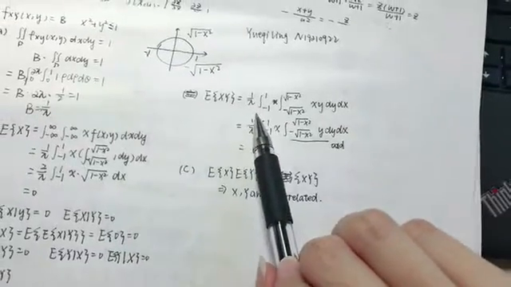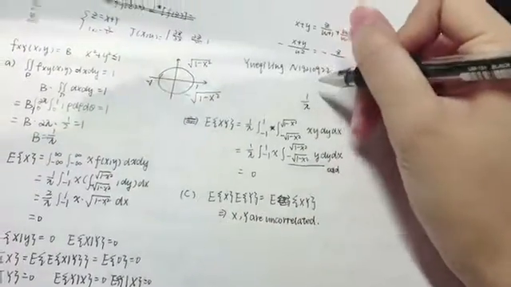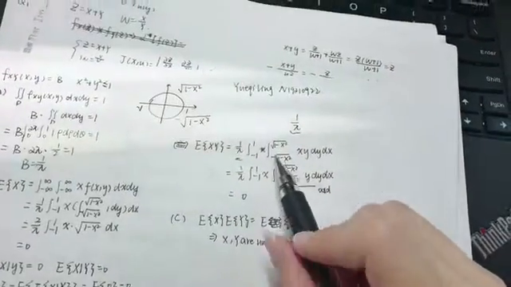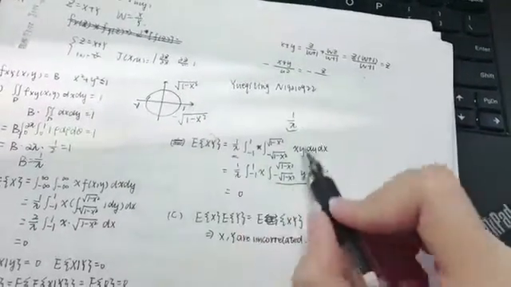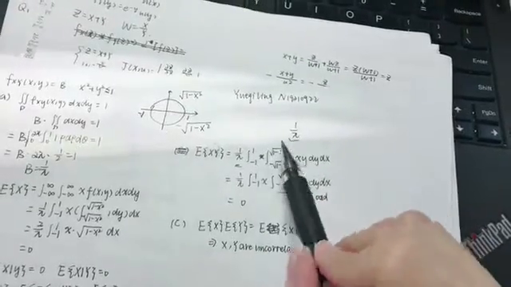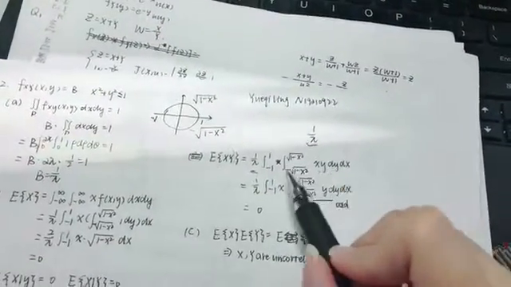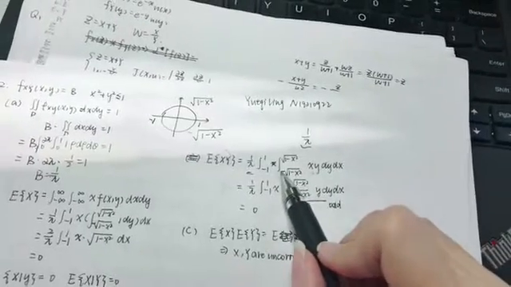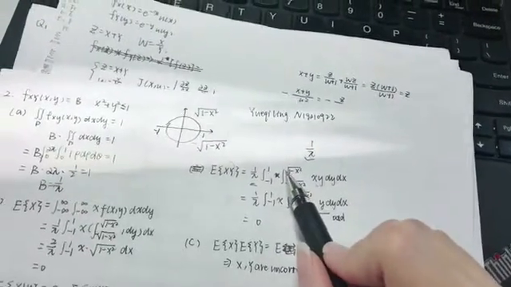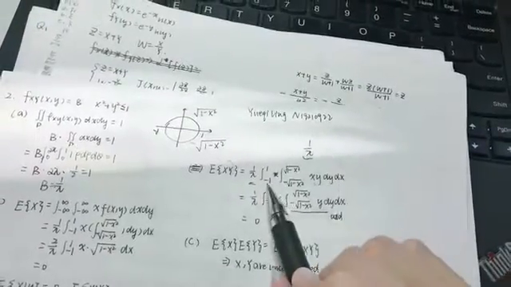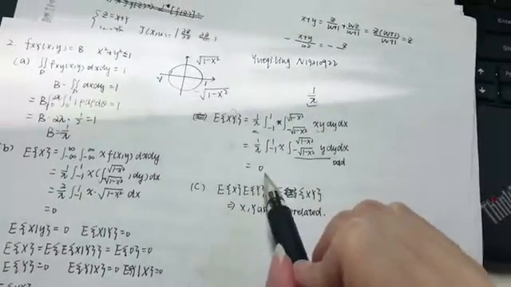This equals the joint density function, that is 1 divided by pi, multiplied by xy, and the integral of y from minus square root of 1 minus x squared to square root of 1 minus x squared, and x is from minus 1 to 1. Calculating, we also get that the expectation of xy equals 0.